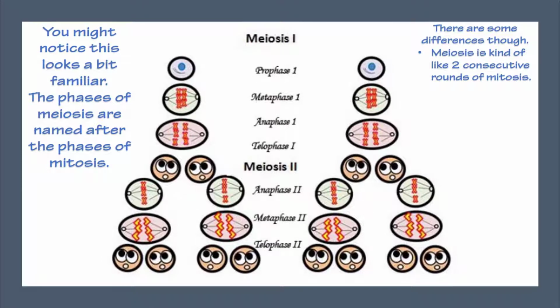Here is a schematic of the phases of meiosis. We have meiosis 1 and meiosis 2. So you might notice that this looks a bit familiar because the phases of meiosis are named after the phases of mitosis. There are some differences though. Meiosis, you can think of it as kind of like 2 consecutive rounds of mitosis, but there are some significant differences.